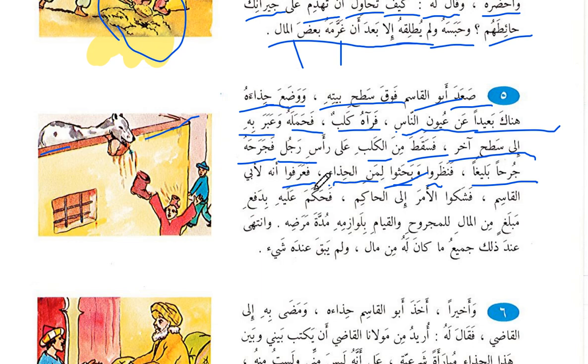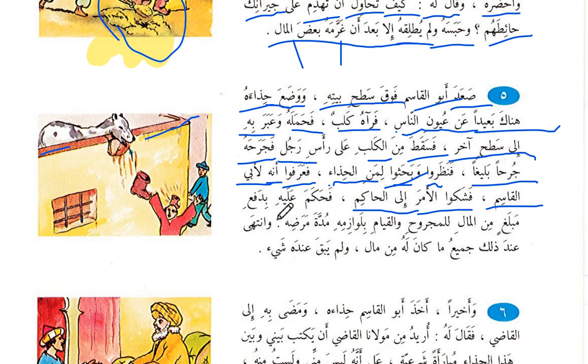فعرفوا, they knew أنه لأبي القاسم, that these shoes belong to Abu al-Qasim. These are the shoes of Abu al-Qasim. فشكوا الأمر, then they complained إلى الحاكم, they complained to the judge about this matter, that the shoes of Abu al-Qasim hurt the head of this man, and he was sick. He's sick now.